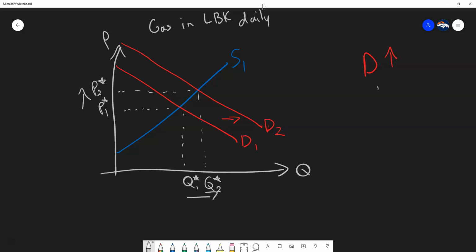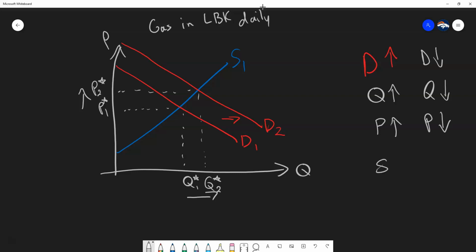So demand increasing results in quantity increasing. Demand increasing, quantity is going to increase, price is going to increase. Here's something that will help you too. If demand decreases, it's going to shift to the left. Quantity is also going to go in the same way, and price is going to decrease.